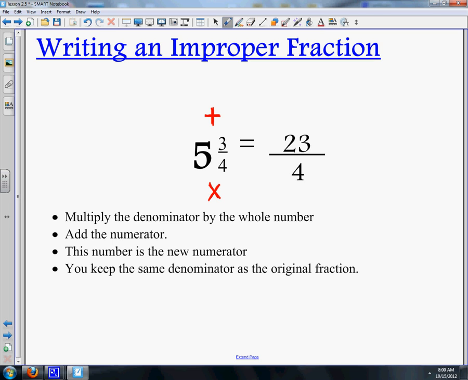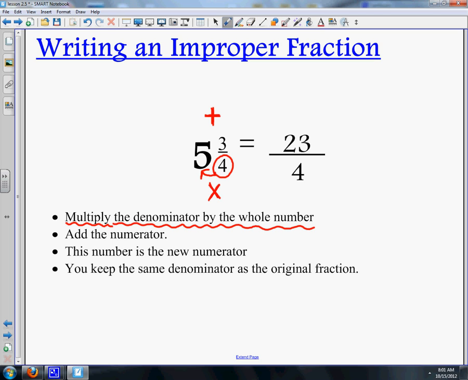Now, what this means is you start with the denominator. Multiply the denominator by the whole number. So you might want to push pause, copy this down, and then listen to what I'm going to say. All right, so first you multiply the denominator by the whole number. So that's why I put the times sign down there. That's multiplication. So that's 20.